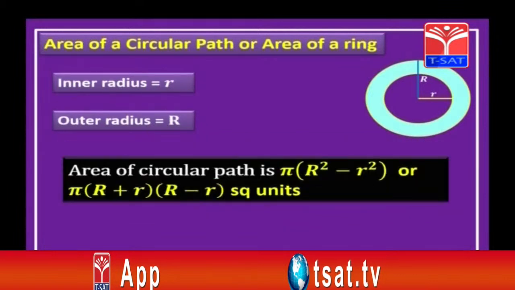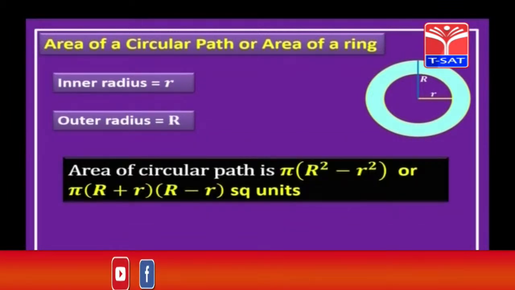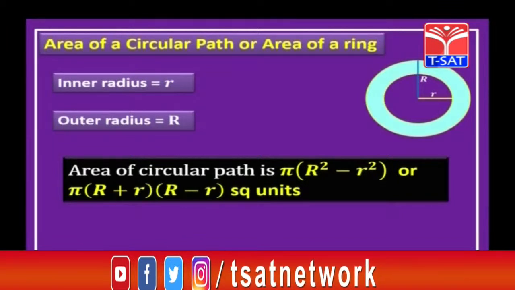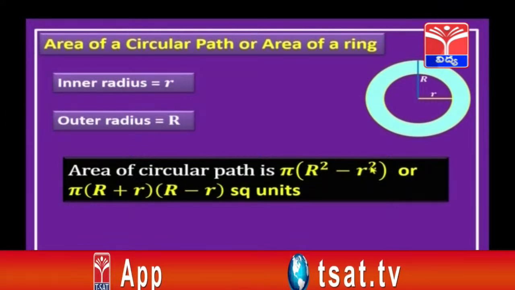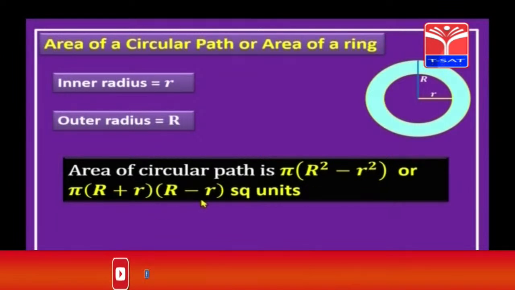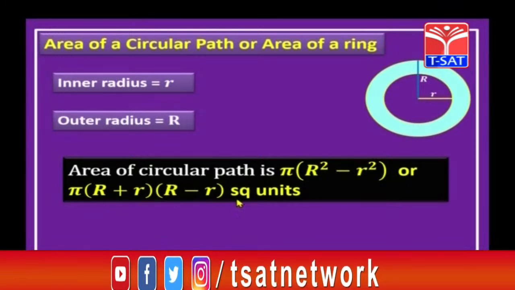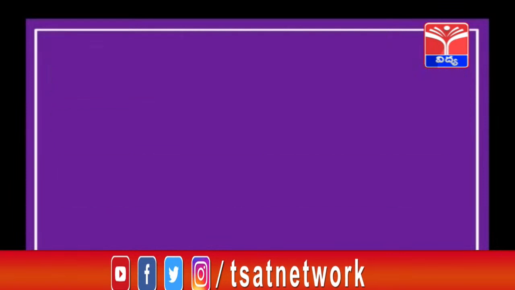Okay, children. Or even you can write the same formula as pi into capital R plus small r into capital R minus small r, because if you notice capital R square minus small r square, it is in the form of a square minus b square. So a square minus b square can be written as a plus b into a minus b. Okay, children. So you can use either this formula or this formula. Both represent the same. Okay, children.